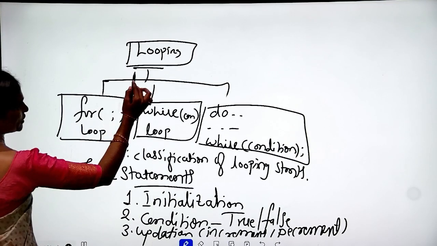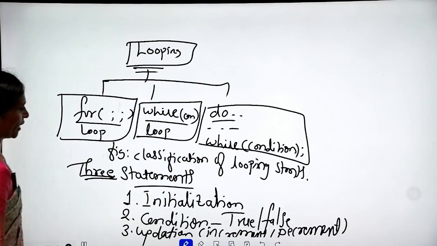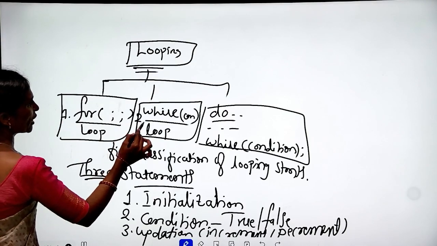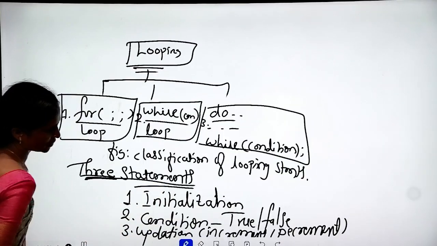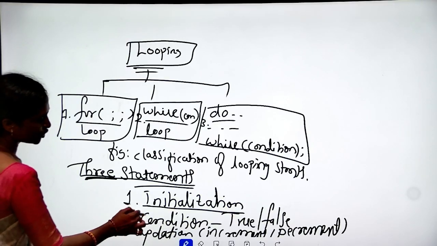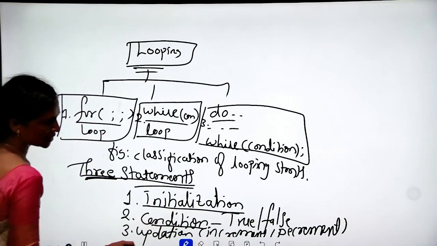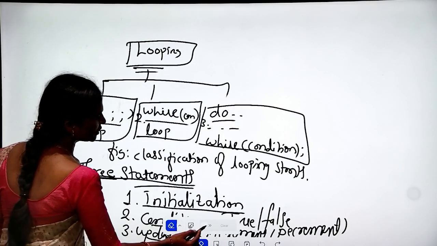Remember, looping is an iterative statement. There are three forms: the for loop, the while loop, and the do while loop. In any of the three loops, we must have the three statements. One is initialization, where the execution starts for the repetition. Condition, on satisfaction or falsity of which the set of blocks will execute. Third one is the updation, which can be the decrement or the increment operator.